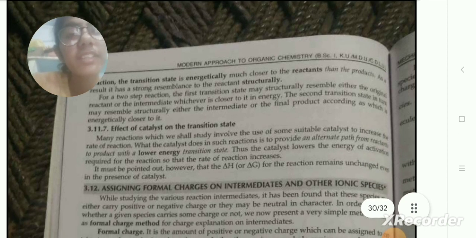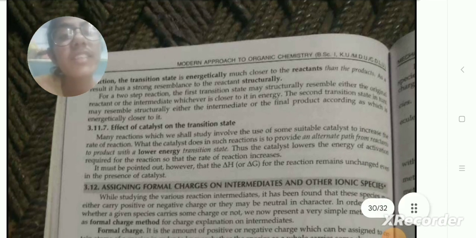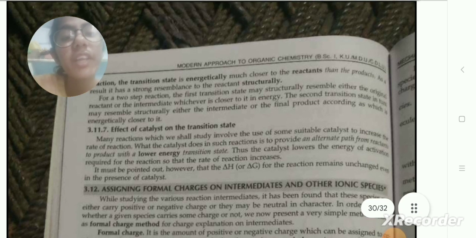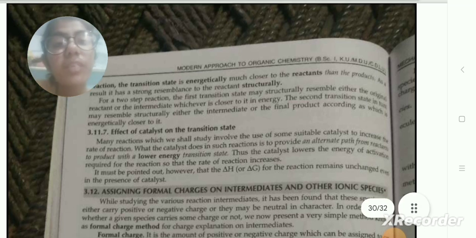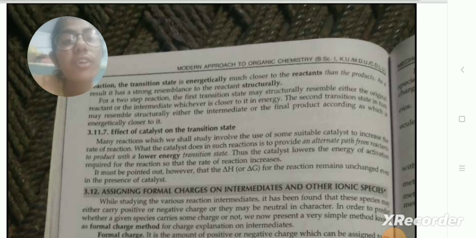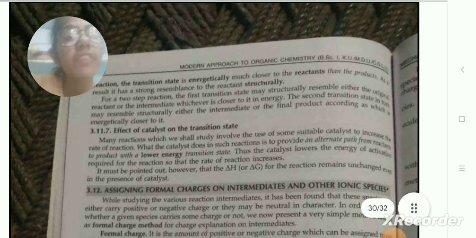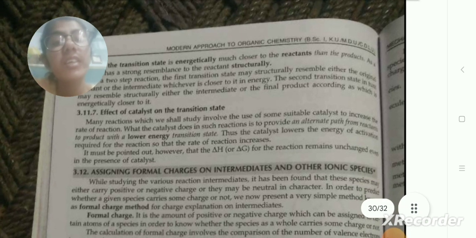On the other hand, in a strongly endothermic reaction, the transition state is generally much closer to the reactant than the product, and this results in a strong structural resemblance to the reactant. For a two-step reaction, the first transition state may structurally resemble either the original reactant or the intermediate, whichever is closer to it in energy. The second transition state may resemble structurally either the intermediate or the final product, according to which is energetically closer to it.